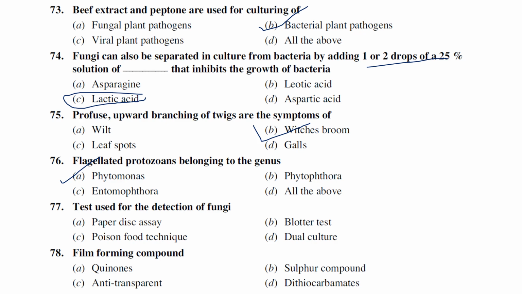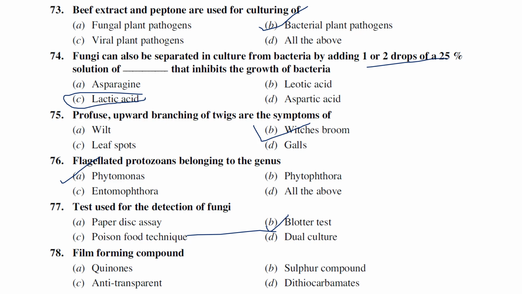Test used for the detection of fungi: blotter paper, poison food technique and dual culture. What they have asked is the test used for detection of fungi. Okay. For the detection of fungi, we can recommend blotter paper. Okay. This is poison food technique and dual culture bioefficacy studies, right?